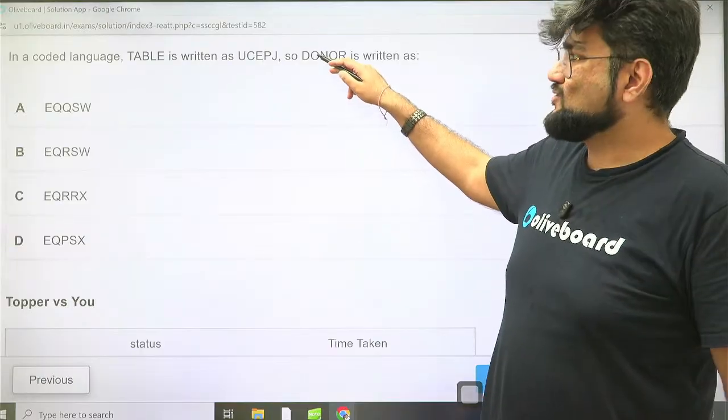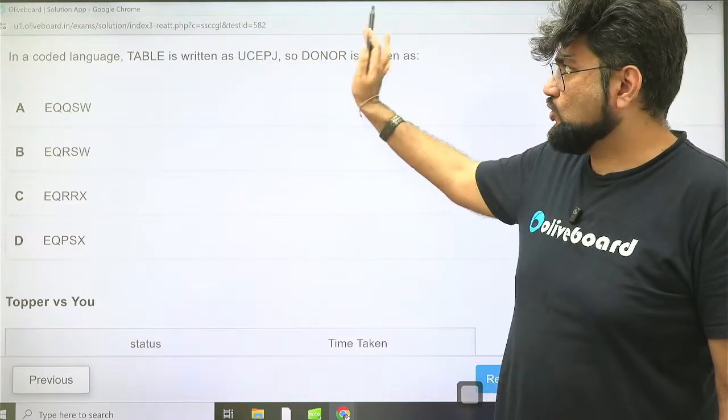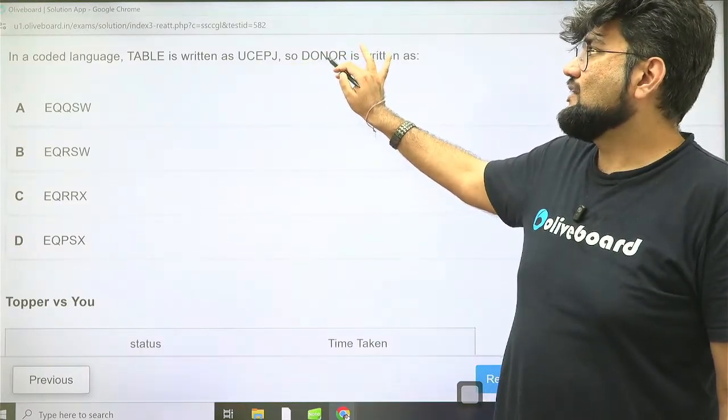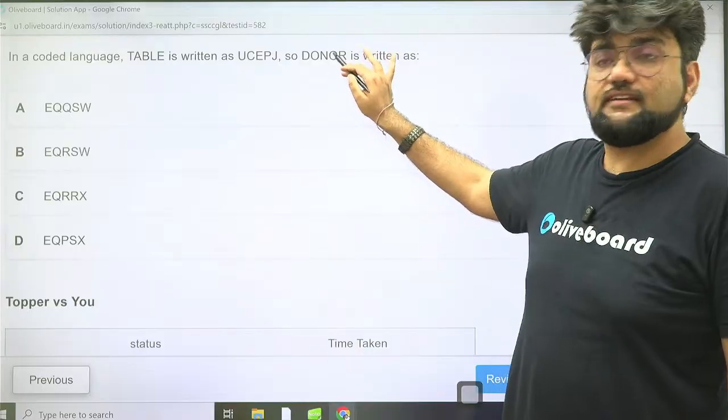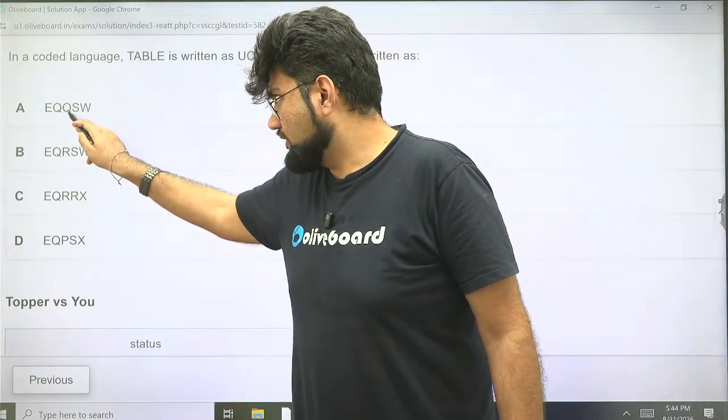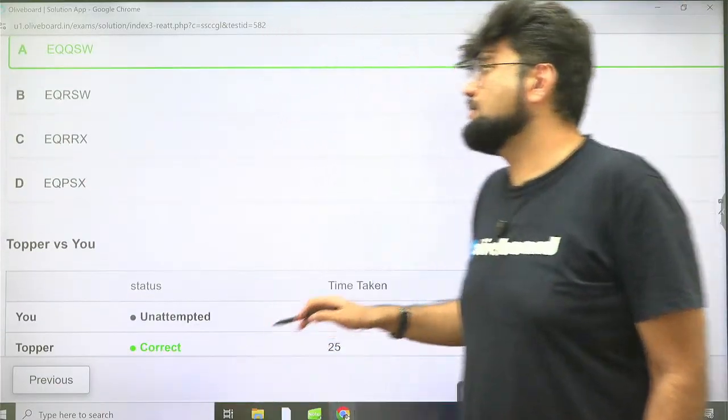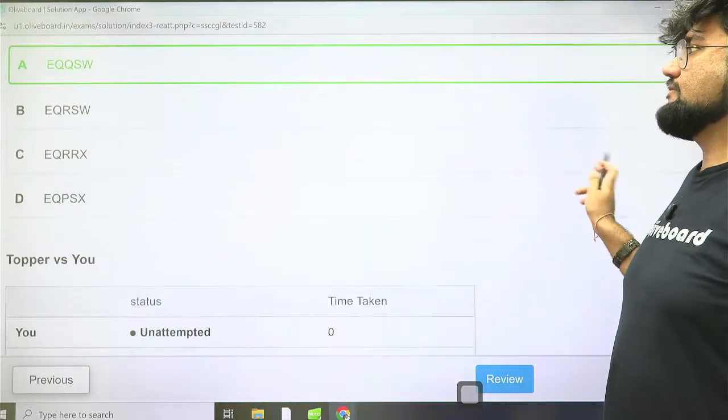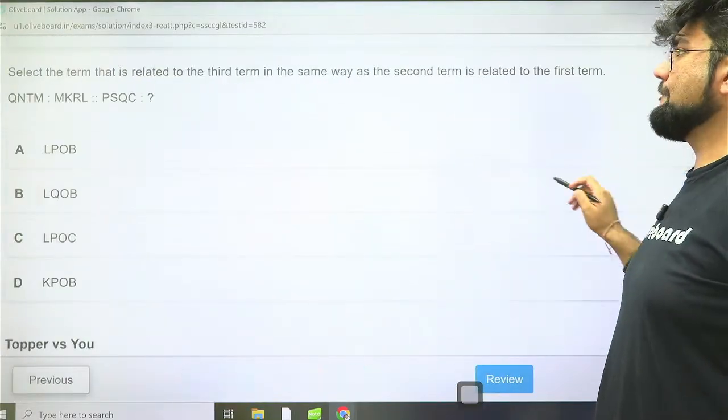Okay. So now look at the options. First two are E and Q, don't bother. Third one is N plus 3, sorry. So 14 plus 3 is 17, Q. Luckily only Q at the third position is on option A. So option A will be my right answer. 25 seconds, okay. Next.